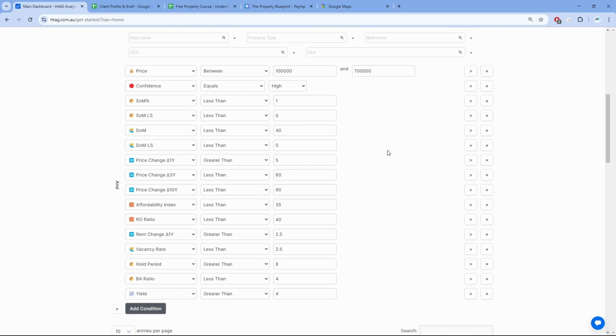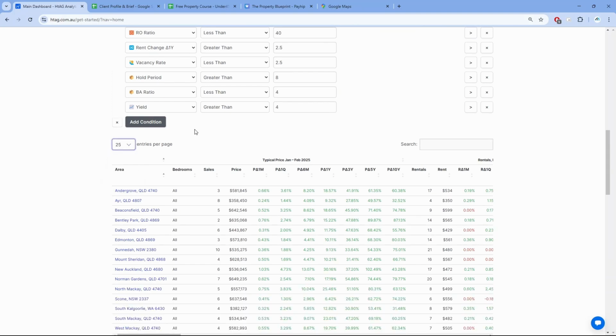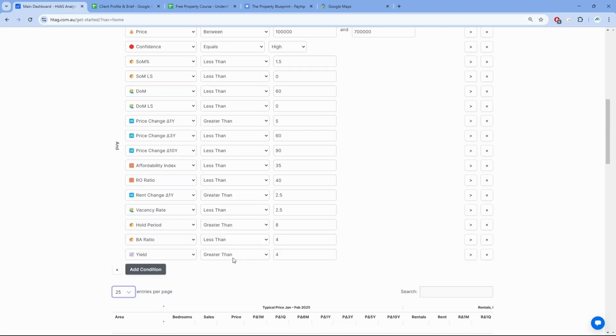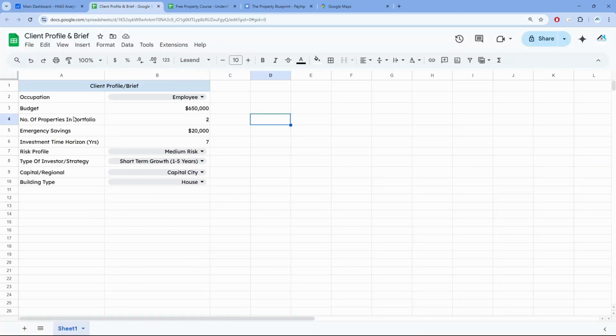Some of the important metrics are like days on market and stock on market, which is supply and demand. These are hot market metrics, and if I want to make them cool market, I can just adjust them as required. And we can see more and more suburbs get pulled into this pool over here, which I can do further analysis on. And the way you determine whether or not you want to buy in a hot market or a cold market is by looking at your brief.